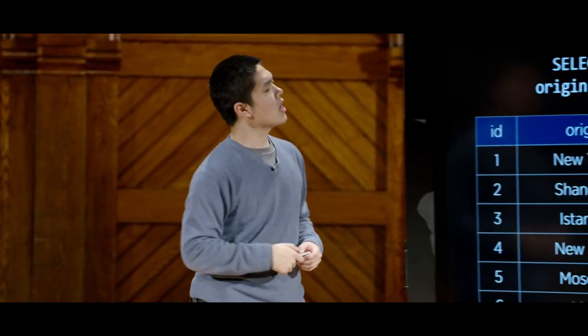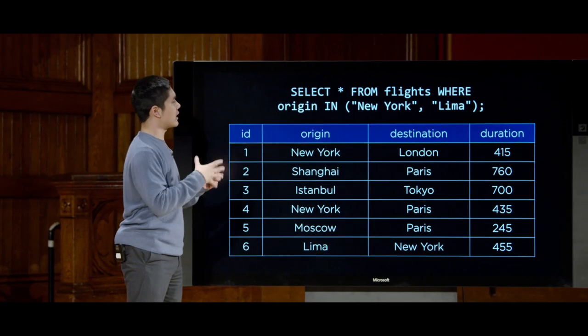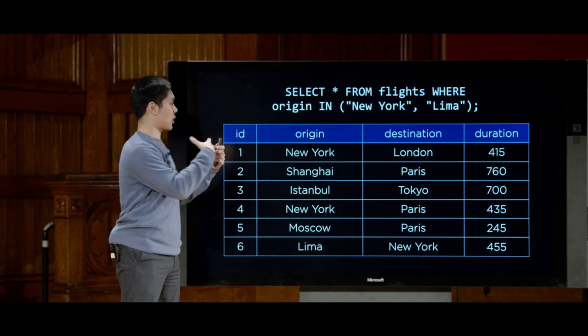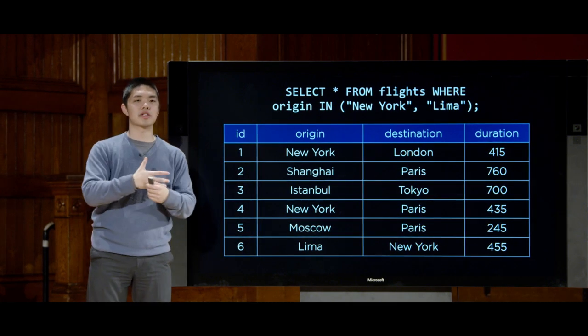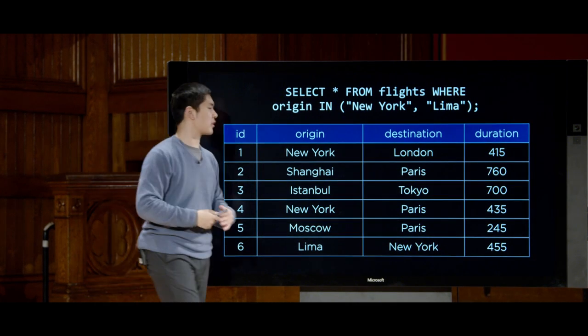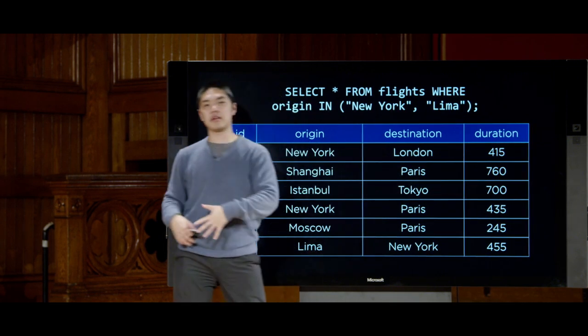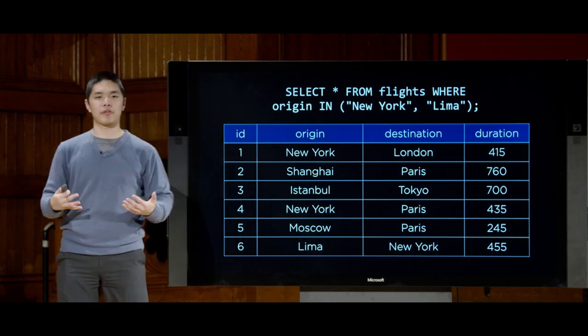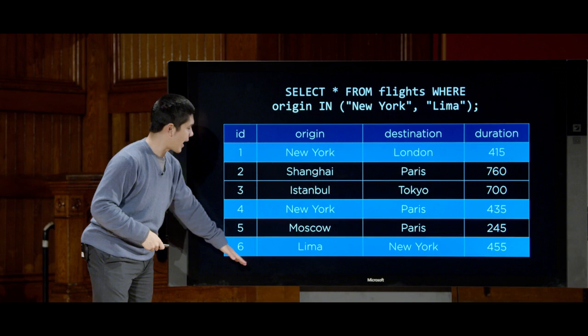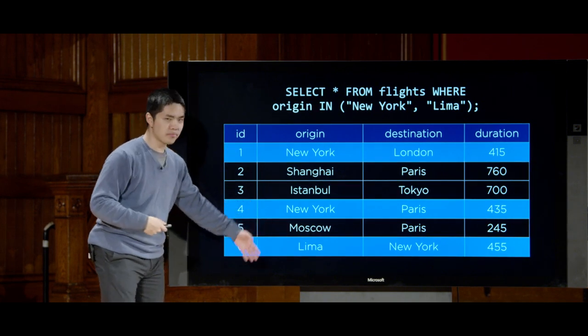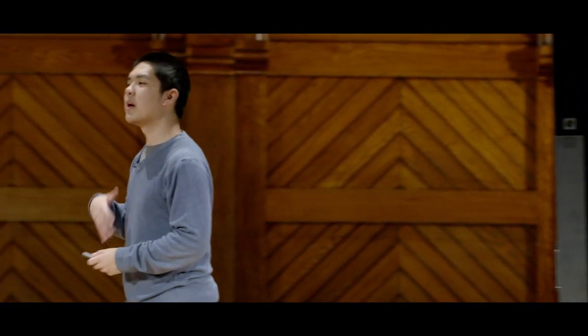So I can say something like SELECT * FROM flights WHERE origin IN (New York, Lima), to check if the origin is in this sequence of possible values, New York and Lima. As long as it is one of those two, then I want the results to come back. And so then you'll get back rows that have an origin of New York, rows that have an origin of Lima as well. So you can begin to construct more sophisticated queries that are able to check for whether an origin is in a list of possible values, or even if it matches a particular pattern.